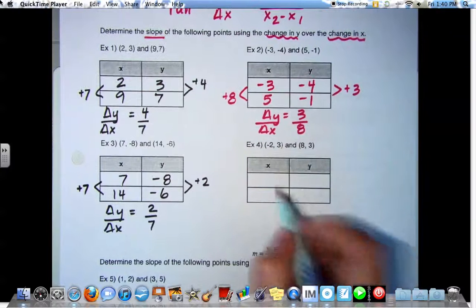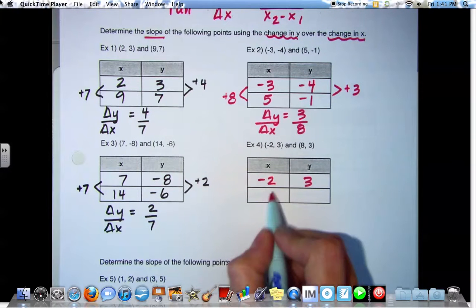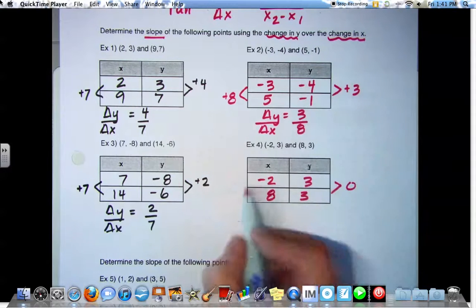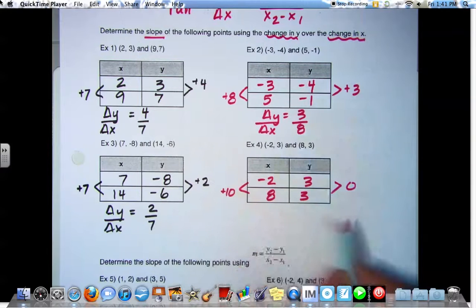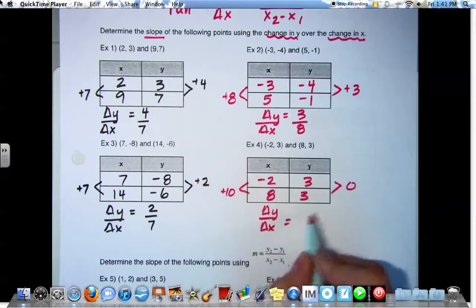Example 4, we have (-2, 3) and (8, 3). So the change from 3 to 3 is 0, and -2 to 8, we add 10. So the change in y over the change in x is 0 over 10, which is 0.